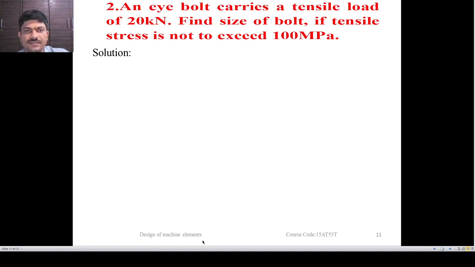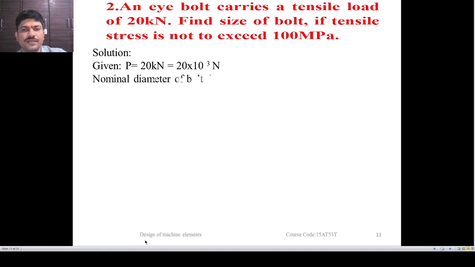Problem once again, it is very simple, similar to the last problem. Write down the data. A bolt carries a tensile load of 20 kilonewton. That is load P. Tensile load P is 20 into 10 raised to 3 newton. Find the nominal diameter, small d, equal to how much? Sigma t is 100 megapascal, that is 100 newton per mm square.